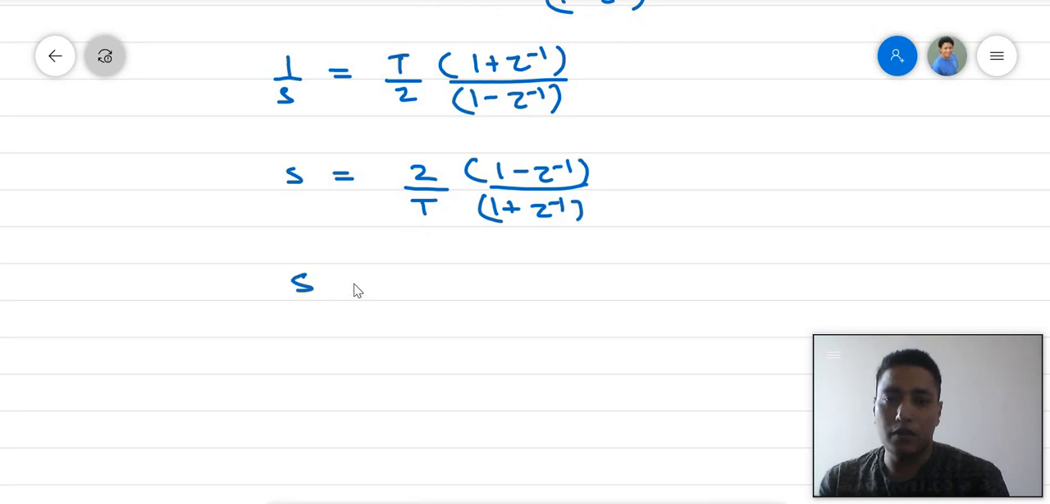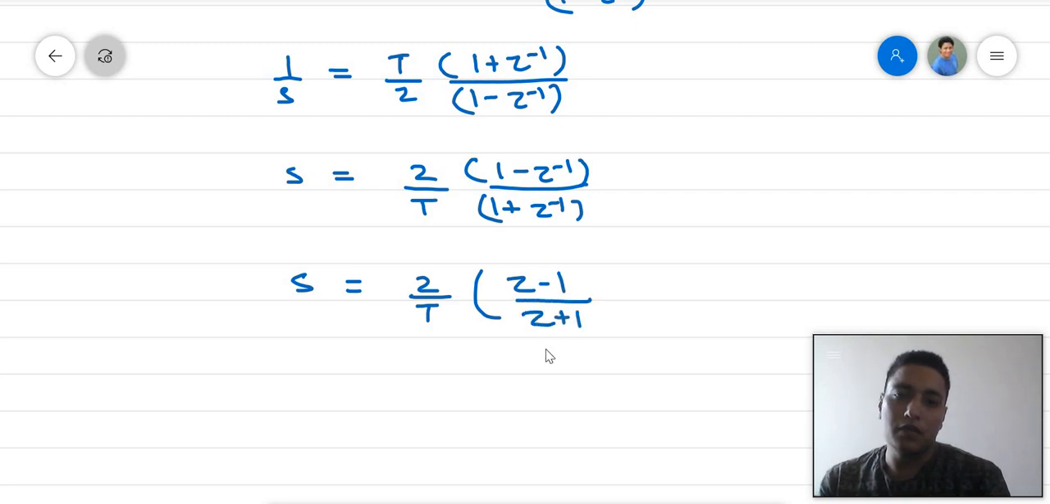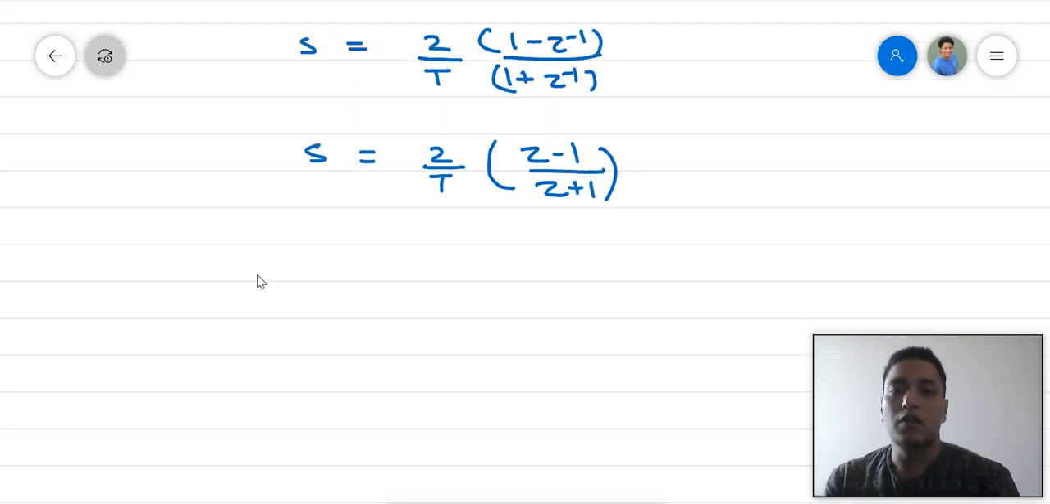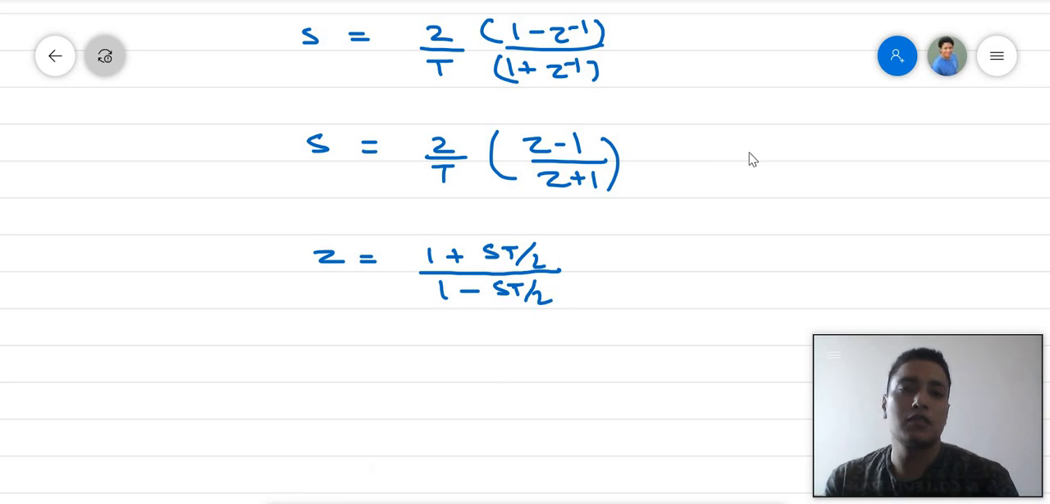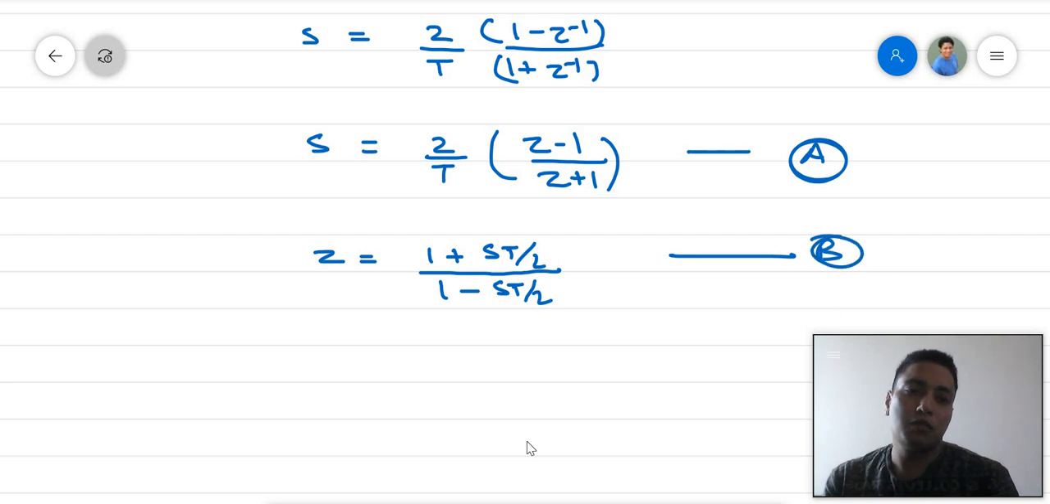And we can further solve it for S, which will be equal to 2 by T times (Z minus 1) over (Z plus 1). We can also find out the value of Z, which will be equal to (1 plus ST by 2) over (1 minus ST by 2). So we have found the transformation from S to Z and Z to S. We are calling the first equation A and this equation B.